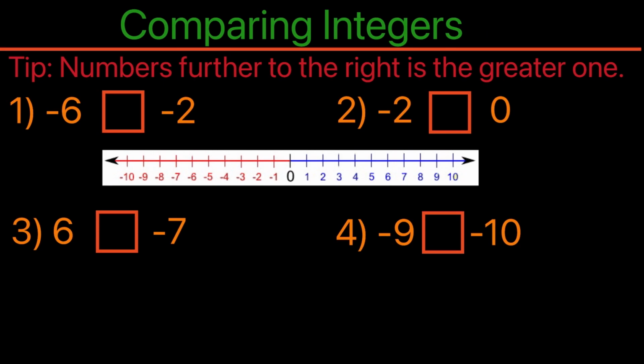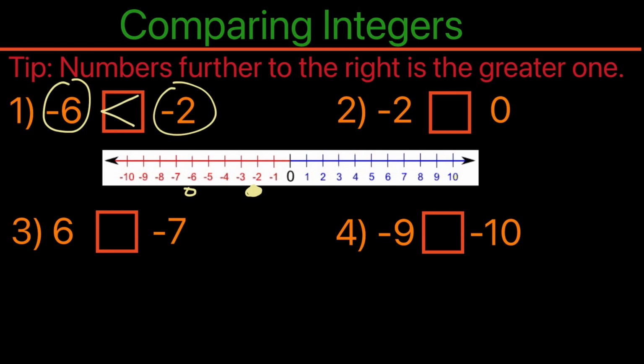For the first example, we have the integer -6 and -2. So what we're going to do is plot it on the line. So -6 is right here, and -2 is right here. The tip here is that the number further to the right is the greater one. So out of these two integers, -2 is further to the right, and so that one will be the greater of the two. And therefore, we would place a less than in this case.